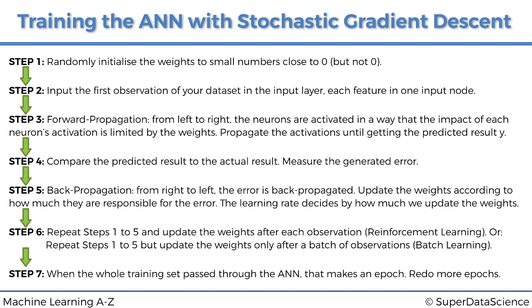Alright, and then we have step 6, where we repeat steps 1 to 5, either after each observation or after a batch of observations, like for example, we update the weights every 10 observations going into the network. And finally, step 7, when the whole training set passed through the ANN, that makes an epoch, and we repeat many more epoch. And we will see how many epoch we choose to do in the end. Alright, so that was a quick refresher of how we can train an artificial neural network using stochastic gradient descent.